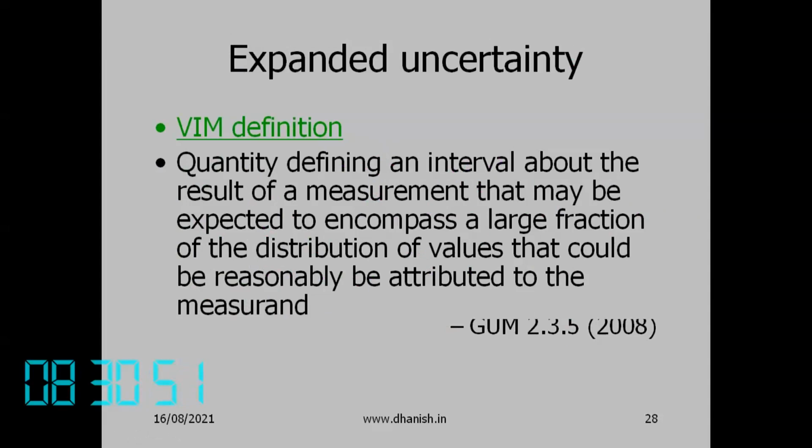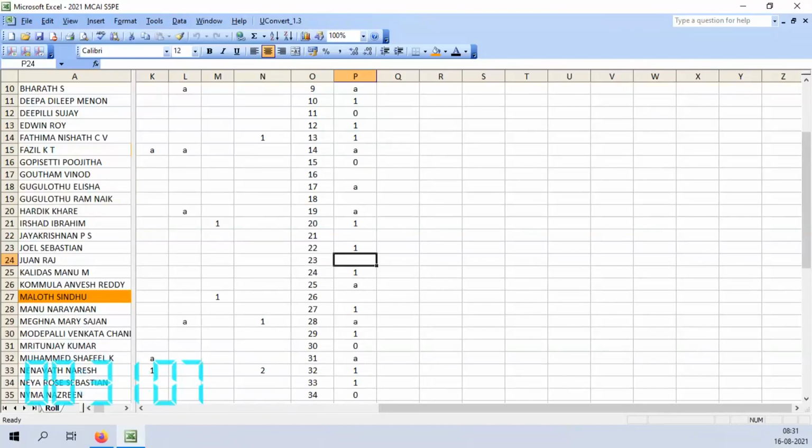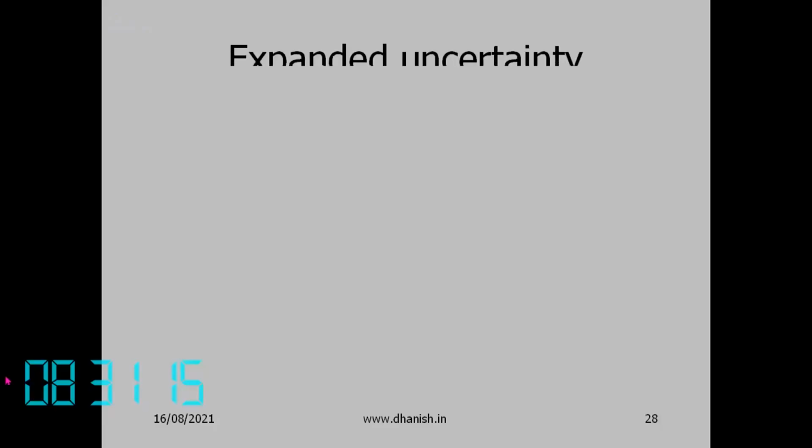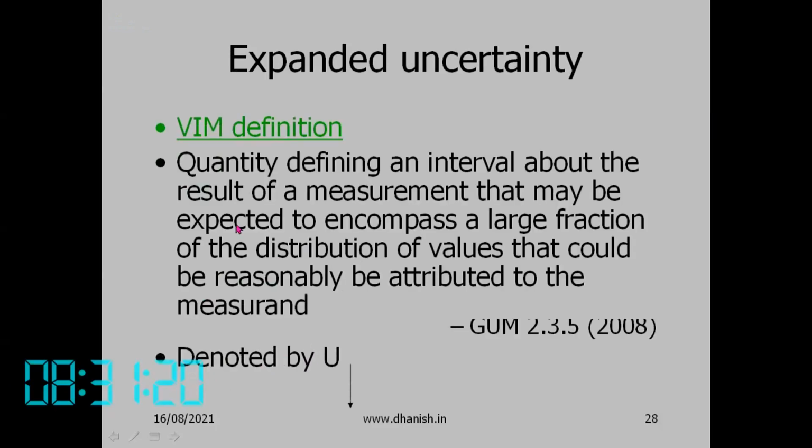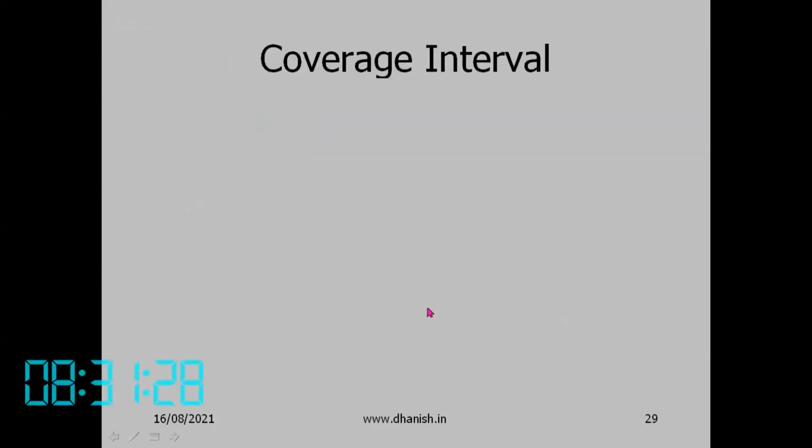In engineering, we have to follow standards, then only we can communicate. So there is some difference in the definition as per the VIM. For the exam, only VIM definitions will be accepted. Expanded uncertainty is denoted by capital U. Small u stands for standard uncertainty, capital U stands for expanded uncertainty.